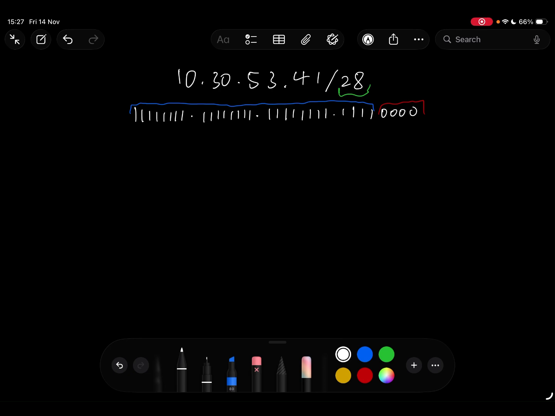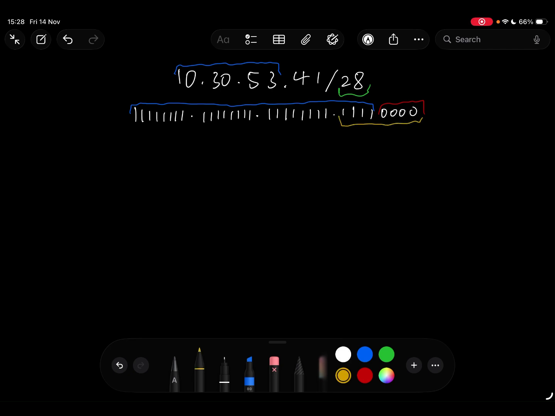So we can see the first 3 octets are all network. They're all part of the network. So this blue bit, we actually don't really need to worry about these because they're going to be the same throughout this subnet, no matter what host the IP address is assigned to. So the octet we're interested in is this one, the 41, because it's got host bits in it.